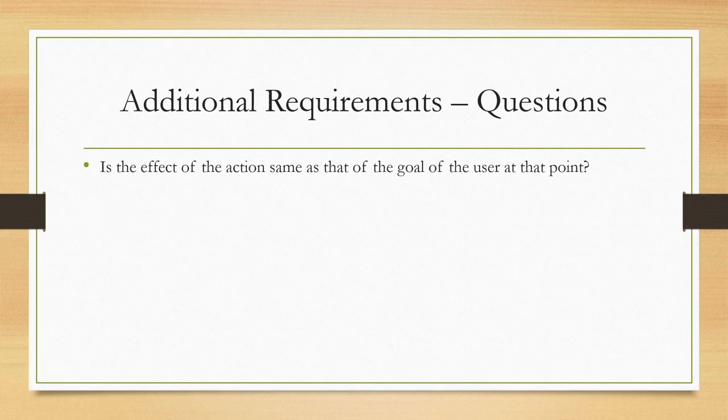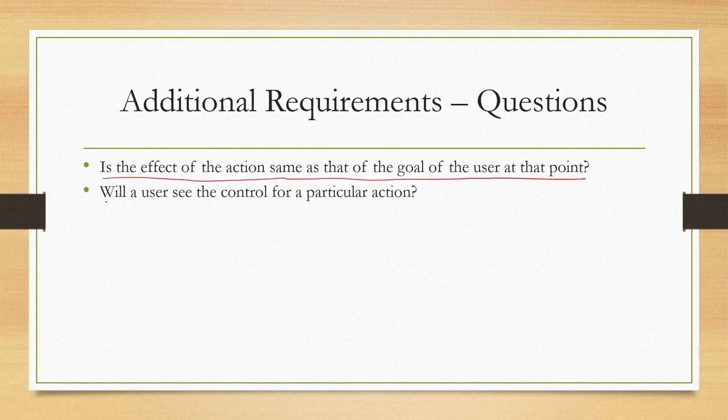Some more examples of the questions, both for getting feedback as well as analyzing, can be understood in terms of this example scenario. So, one such question can be: is the effect of the action the same as that of the goal of the user at that point? This is at a broader level. Will a user see the control for a particular action?